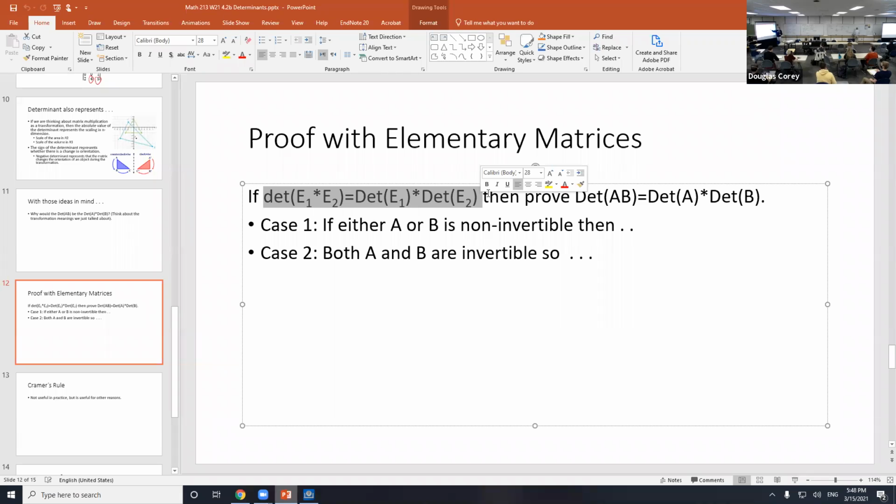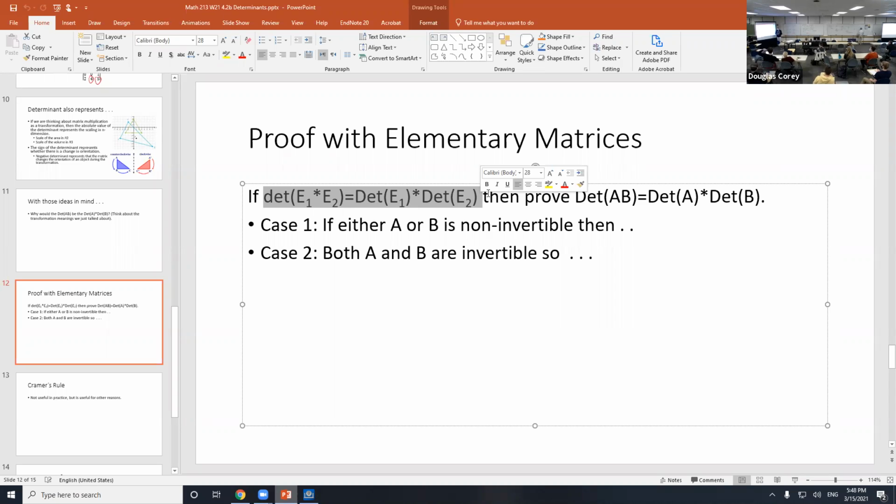But what about A times B? If one of these is non-invertible, what about AB? Yes? So if you think of both of them as being combinations of elementary matrices, it means that the non-invertible one is going to be some combination of a non-invertible matrix times a bunch of elementary matrices. So no matter how many row operations you do to a non-invertible matrix, it will still be non-invertible, which means that AB is a non-invertible matrix.